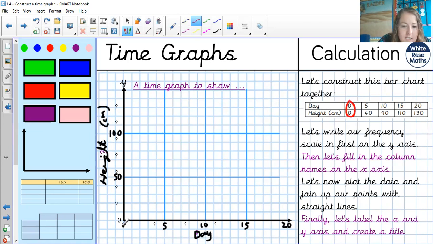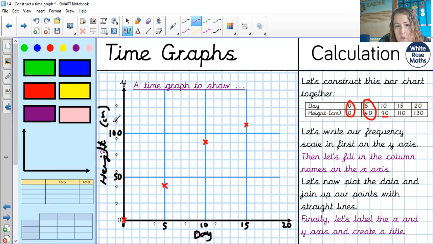0, 0, starting off quite easily, 0 on the X and 0 on the Y. 5, 40. So day 5, 40 centimeters. So I know if my 50 is this bigger blue line, it's going to be 10 centimeters lower. So on my next line, which is 40. Then I've got 10, 90. And I know that's going to be one lower as well. Then 15, 110. So it's going to be 10 over.